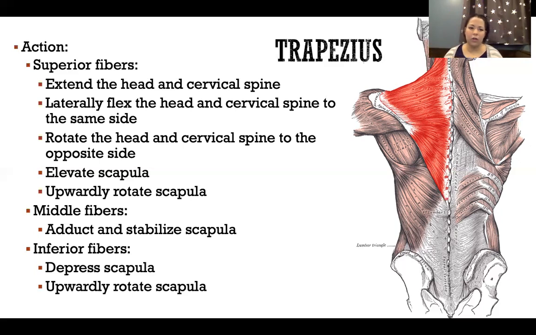And that's exactly what your superior and inferior fibers are doing to the scapula. They're pulling in opposite ways on the scapula to both cause upward rotation. So we're causing the steering wheel to turn in the same direction.